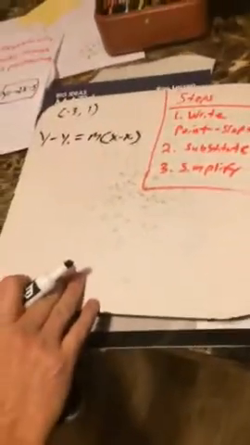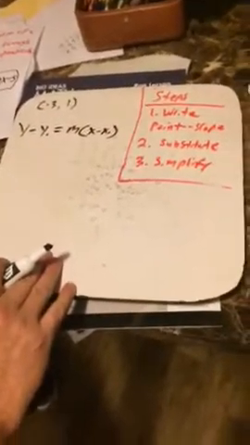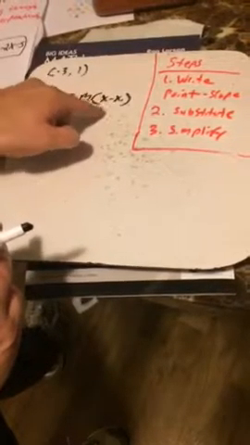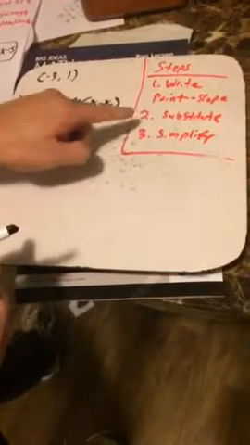The other way is to use the point-slope equation. The point-slope equation has very similar steps. You're first going to write the point-slope equation, which I did. The y minus y1 equals m times the quantity of x minus x1. You're going to substitute the values in, and you're going to simplify. So let's just do that real quick.